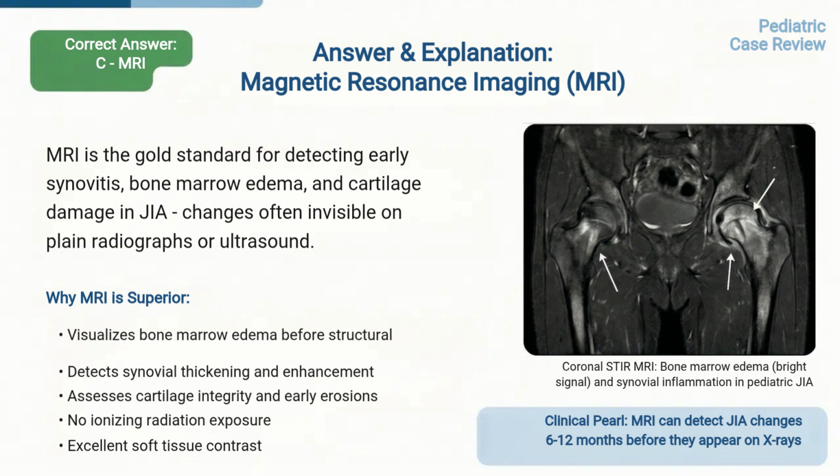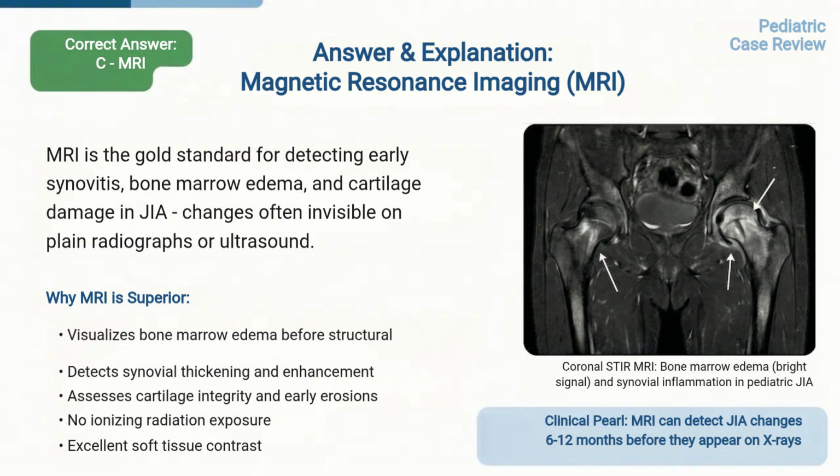Magnetic resonance imaging is the gold standard for detecting early synovitis, bone marrow edema, and cartilage damage in juvenile idiopathic arthritis. These changes are often invisible on plain radiographs or ultrasound. Why magnetic resonance imaging is superior? It visualizes bone marrow edema before structural damage occurs, detects synovial thickening and enhancement, assesses cartilage integrity and early erosions, involves no ionizing radiation, and provides excellent soft tissue contrast.